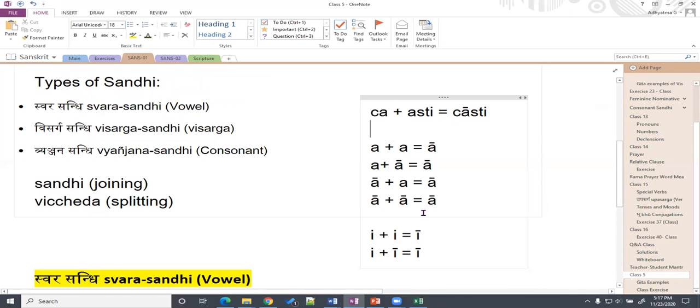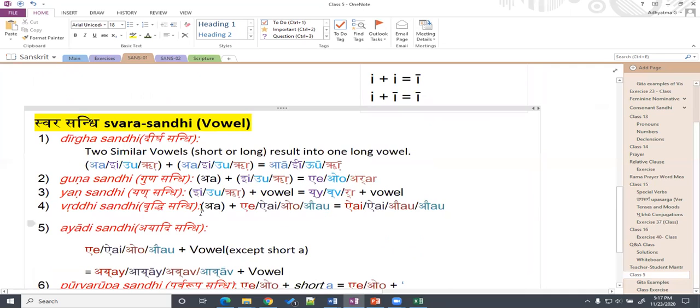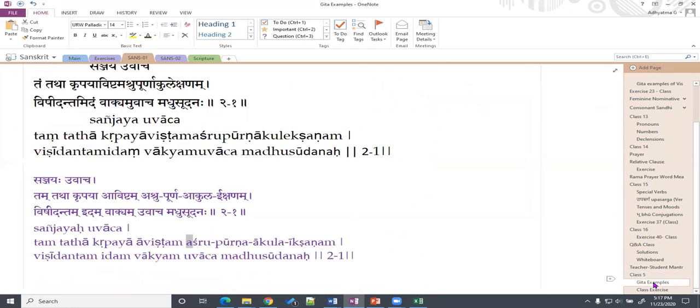Now, in the Gita example, look at this word, krupaya vishtam. Even if the word looks very long and you don't understand it, for the purpose of sandhi it is the last sound which matters. Here the last sound is akara, and here is also akara. So akara plus akara would become akara only.